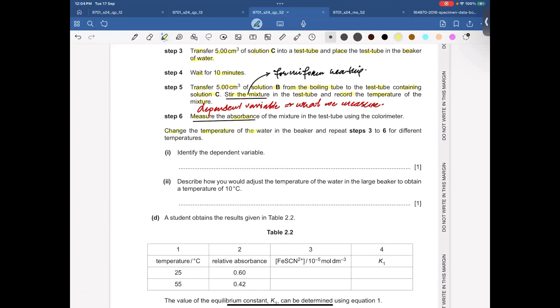Change the temperature of the water in the beaker and repeat step 3 and 6 for different temperatures. Changing the temperature is basically your independent variable, because what we change is the independent variable. Identify the dependent variable. Obviously, absorbance.